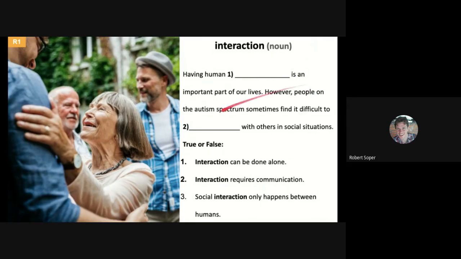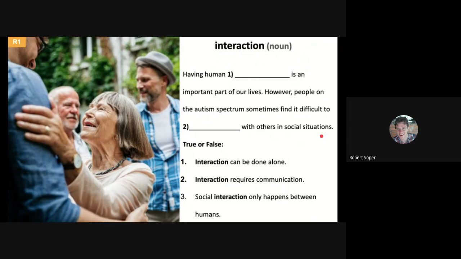Okay. Moving on to number 2. The form of the word we were looking for was the verb. So find it difficult to interact with others in social situations. And hopefully you recognize this little to, okay? And you knew it was going to be the base form because it is the infinitive. Good, the infinitive. So find it difficult to interact with others in social situations.